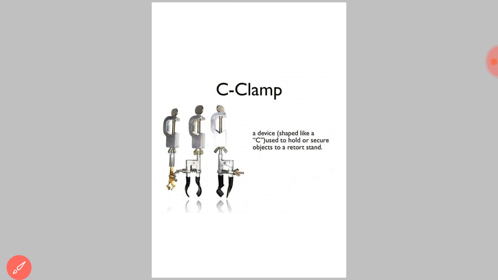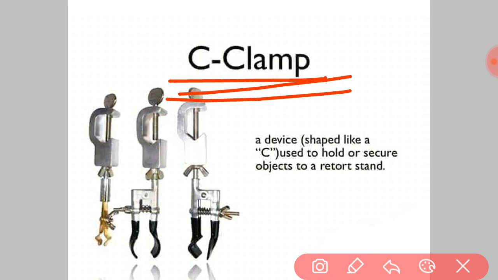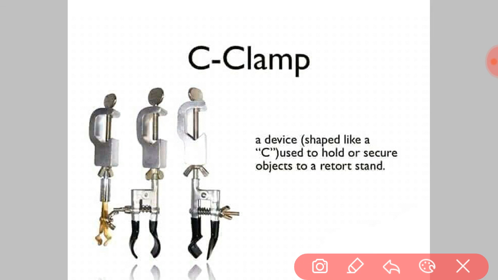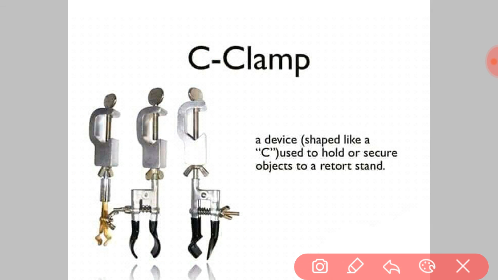Okay, going to the next apparatus, that is C clamp. See this, a device with a C-like shape, see this C-like structure, so its name is C clamp. Generally it is used to hold or secure an object to a retort stand. When you record something, its temperature, its volume, then you use a C clamp for holding this substance. Okay, this is also part of lab equipment.